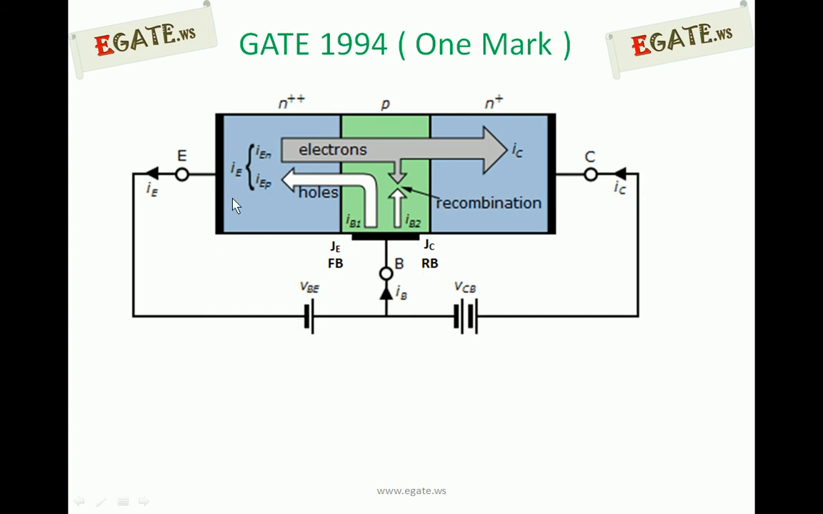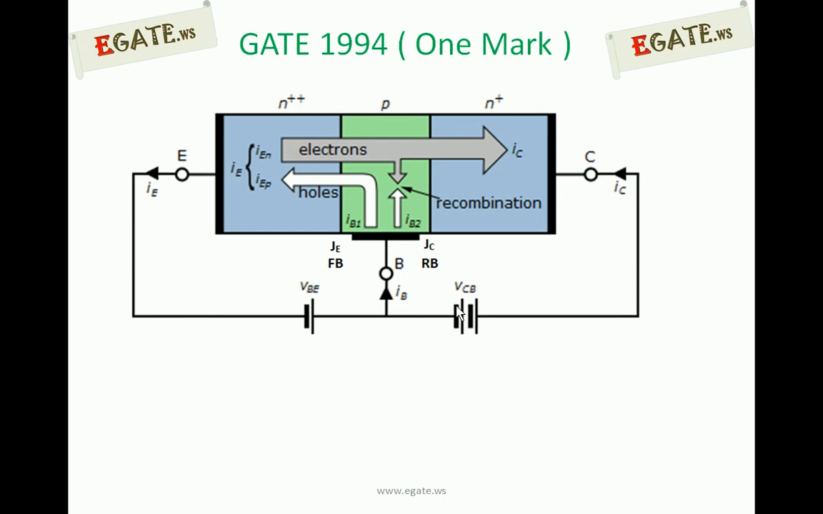The negative terminal is connected towards the N side of the emitter. That is nothing but JE forward biased, the emitter base junction is forward biased. JC, the collector base junction, gets reverse biased if you apply the positive potential of the battery towards the N side, that is the collector side.